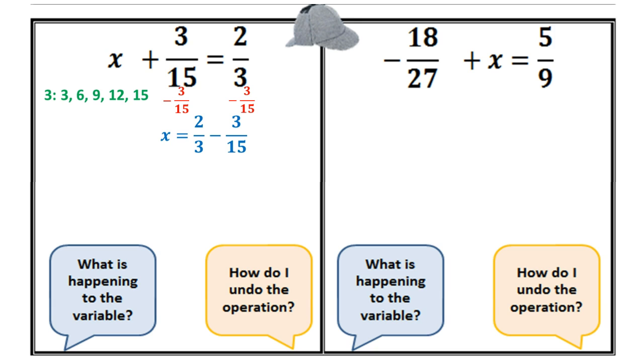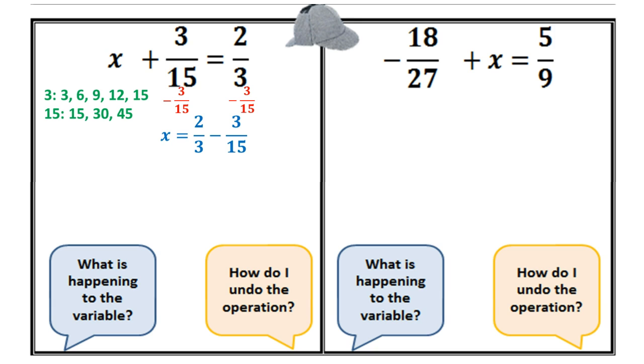So I write out my multiples. 3 times 1 is 3. 3 times 2 is 6. 3 times 3 is 9, etc. It's skip counting. We do the same thing for my other denominator. So I took my denominator of 3, my denominator of 15. The smallest number in both of those lists is 15.